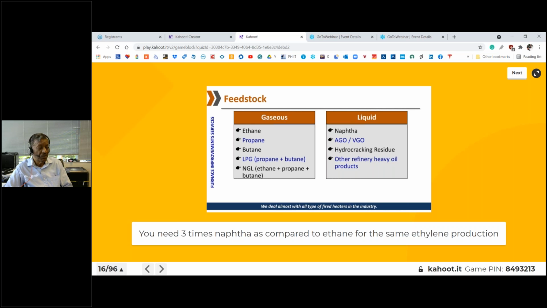Just want to let you know that there is an effort or trend in the industry to use crude and crack the crude straight and get into different products, including ethylene. So they are thinking of even cracking crude directly. So just to give you some information, you need 3 times naphtha as compared to ethane for the same ethylene production. So that's generally the thumb rule.